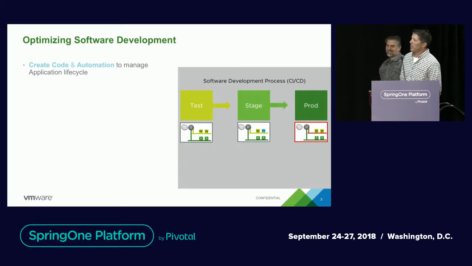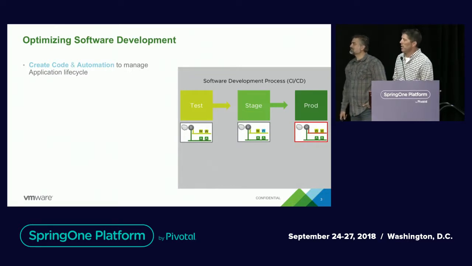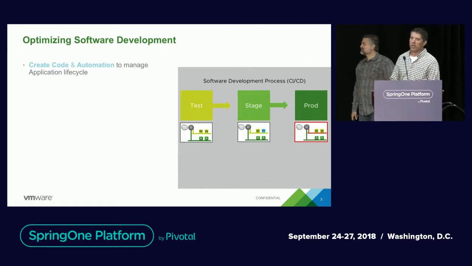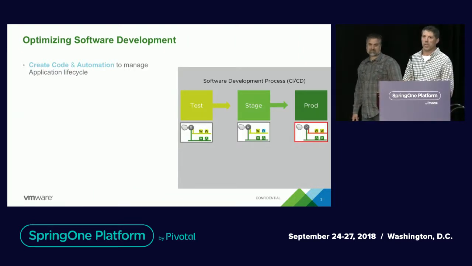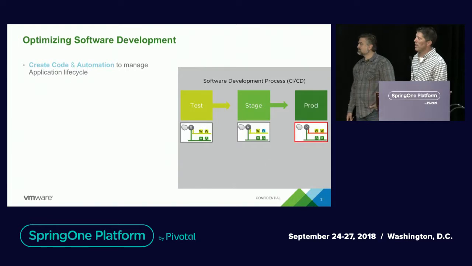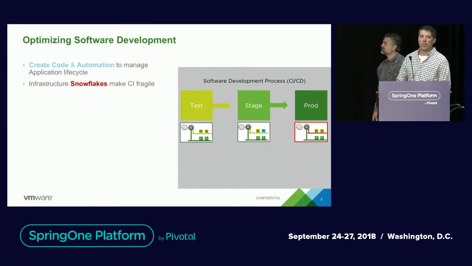So the goal here is to really optimize the software development process. There's a lot of buzzwords in the industry, but from a high-level perspective, we're trying to create code and automate how we not only deploy applications, but the entire life cycle of that application. So you can see here on the right, we have some various environments we're going to deploy to. Part of the enemy of that process and doing it effectively are snowflakes.